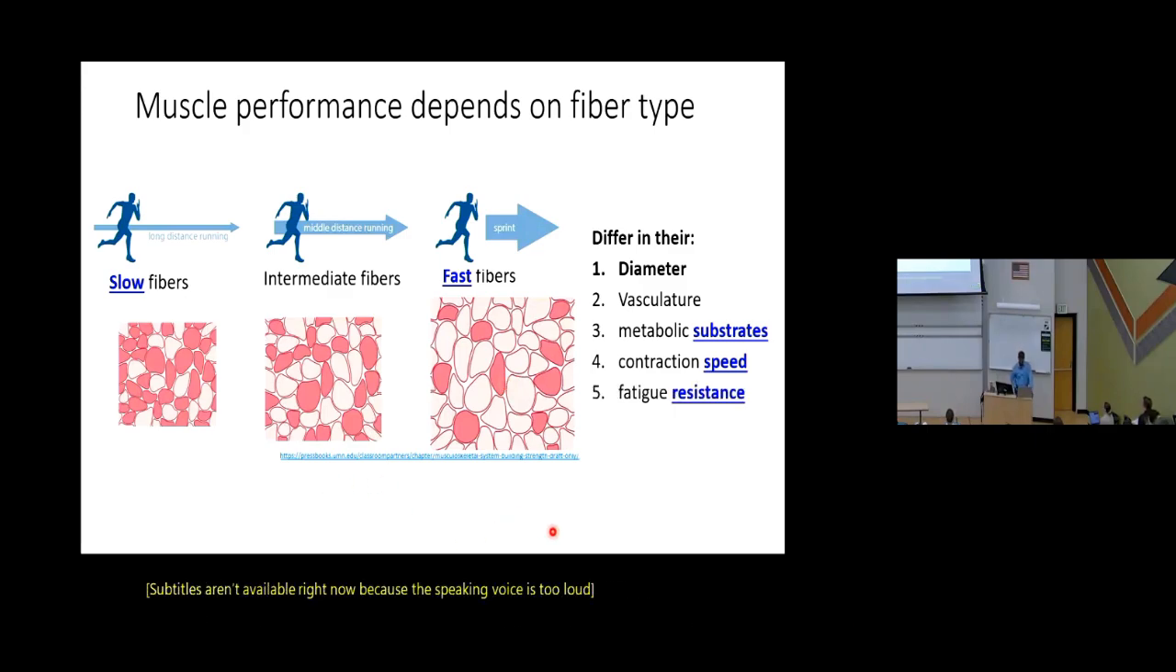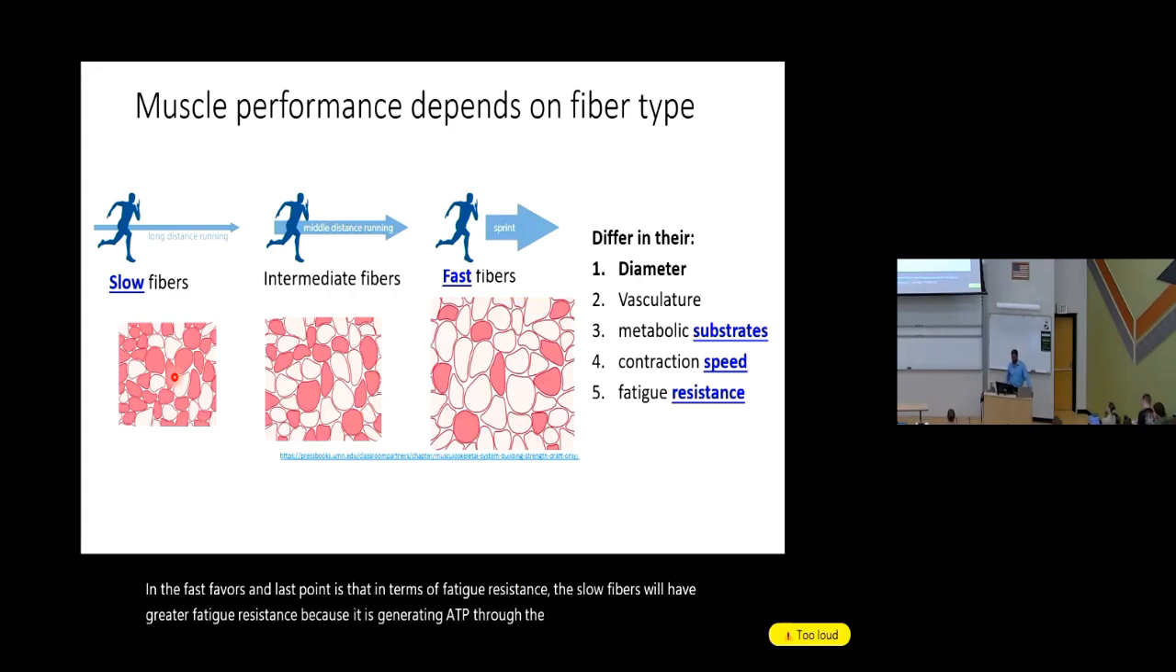And the last point is that in terms of fatigue resistance, the slow fibers will have greater fatigue resistance because they are generating ATP through aerobic metabolism. So it is going to take a longer time for this muscle to get fatigued compared to the fast fibers.